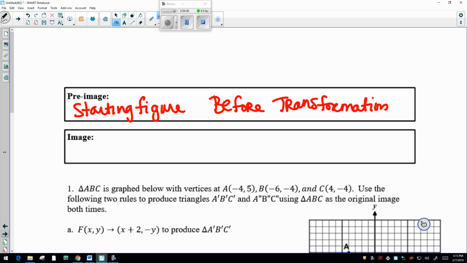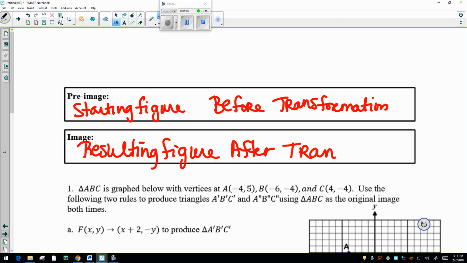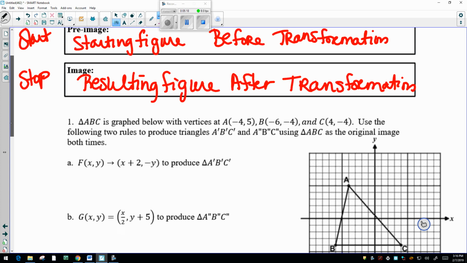Okay. Our image is going to be the resulting figure. And this is going to happen after the transformation has taken place. So if I want to think about this in simpler forms, our pre-image, that's where we start, and our image is where we stop. So that'll come up a lot in questions, and we have to just be careful with our vocab and just be aware of those words.